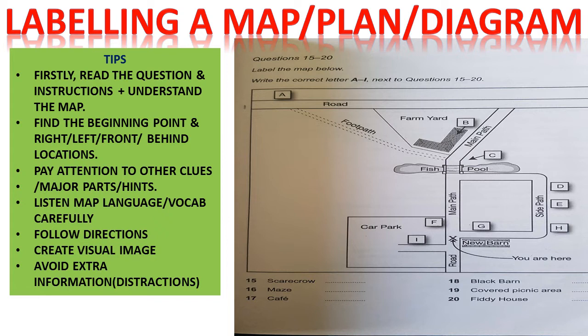It's opposite the new barn, beside the side path that branches off to the right, just over there. The maze is made out of hedges which are too tall for young children to see over them.